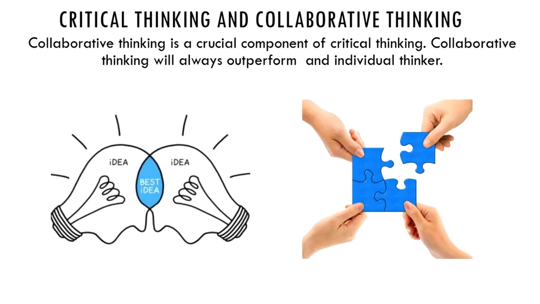When we talk about critical thinking, we really need to focus on collaborative thinking. Collaborative thinking is a crucial component to critical thinking, and it is something that will always outperform the individual thinker. Critical thinking is analyzing, evaluating and reviewing our own ideas. In collaborative thinking, we're doing all that, but we're doing it in a group of different people. These different people have different perspectives and ideas that can help change and refine our ideas. Together we can come up with ideas and knowledge that by ourselves we would never have been able to accomplish. The group working together will always be able to outperform the one individual thinker.